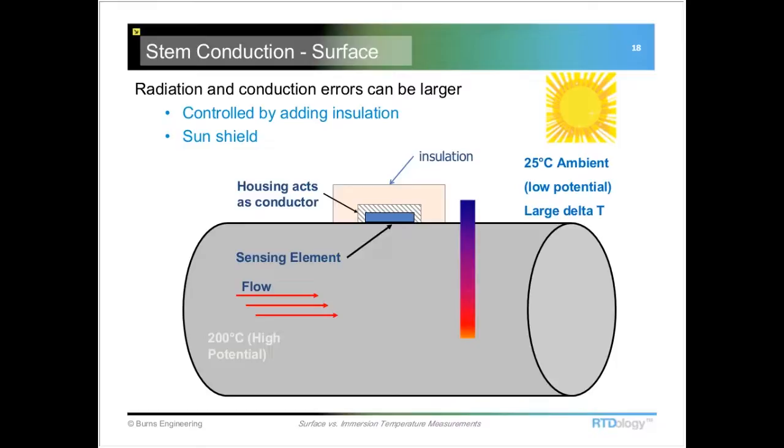Outdoor applications, we have sunlight to be concerned with. The wind is blowing. Even rainfall getting on top of an uninsulated, unprotected sensor can actually cause a bit of a cooling effect. You have some of that evaporative cooling, and that's going to increase that conduction error effect.